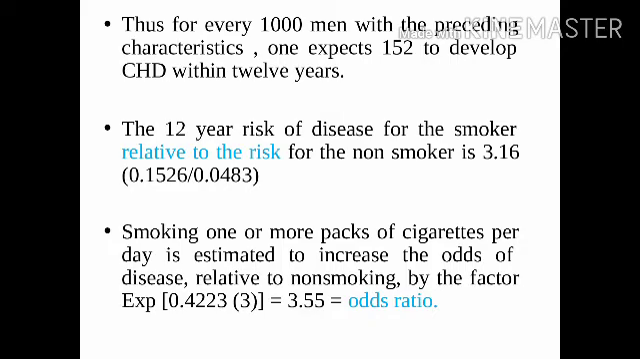So what is the interpretation of the odds ratio? Here the odds ratio is 3.55. That means as compared to non-smokers, the person who has smoked 1 or more packs of cigarettes per day has 3.55 times higher risk for developing CHD.